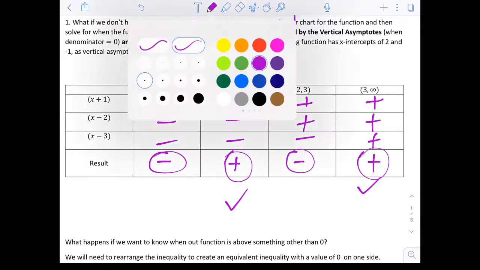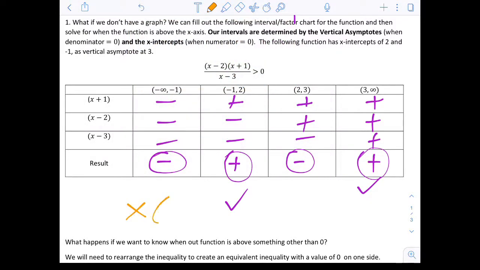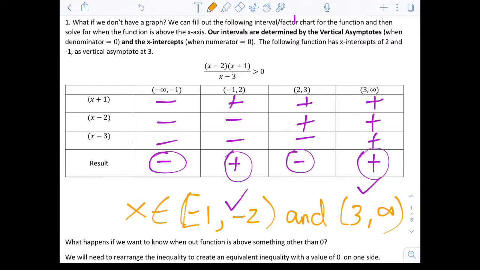So from the group of -1 to -2, and 3 to infinity. Notice that these are curvy brackets because it's not greater than or equal to. If it's greater than or equal to, well, -1 and -2 would be included, and you put square brackets around it, but it's not because it's just greater than.